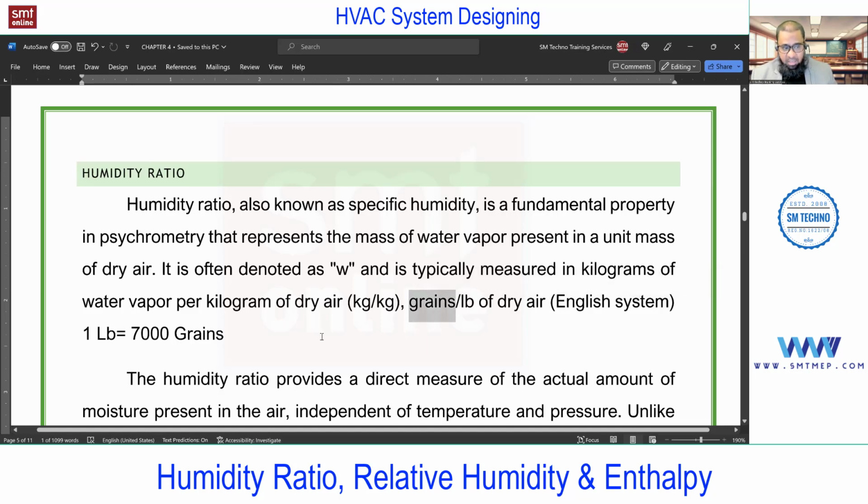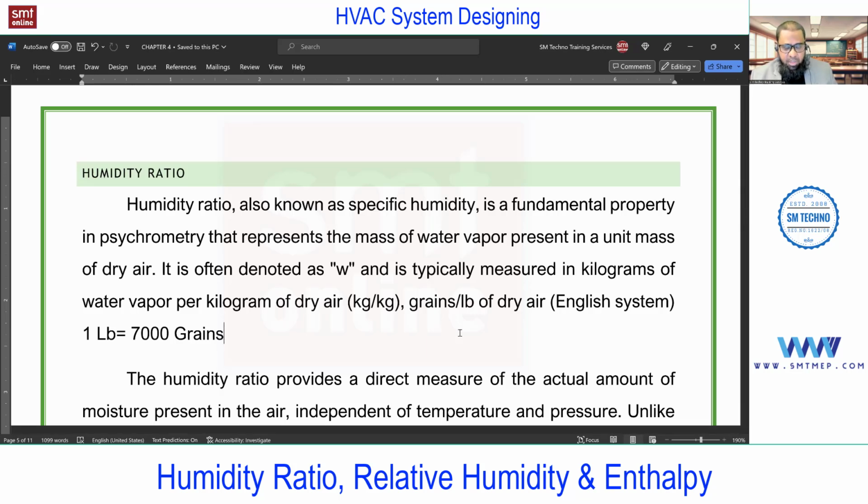Remember, 1 pound equals 7,000 grains. This is again a unit of English system. So don't get confused. This is not grams, this is grains. So grains per pound of dry air instead of pounds per pound of dry air to avoid confusion. Most commonly in English system, we are using this unit, grains per pound of dry air. In metric system, we are using grams per kg of dry air, or strictly SI, kg per kg.